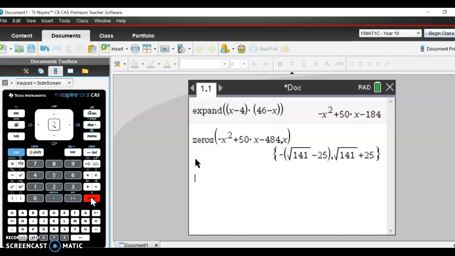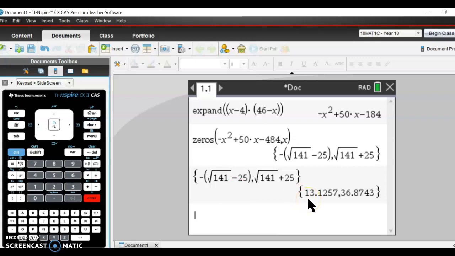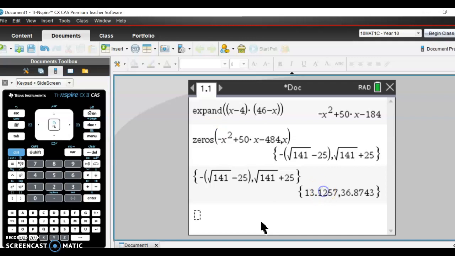And there we have it basically in exact form. We could convert it into decimal, so press enter and control enter and that should give us decimal. So there are the solutions of the x values. We have 2 to choose from, and that's 13.1257 centimeters and 36.87. So clearly that's in centimeters.